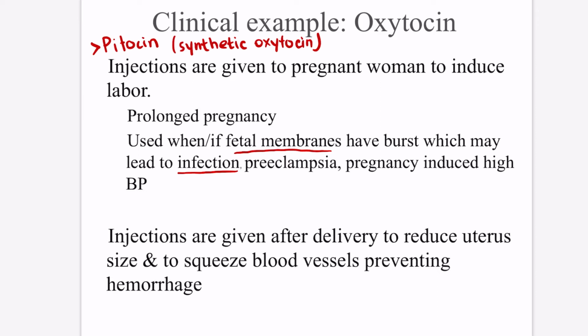Other reasons why this may occur is because of preeclampsia, which is a condition that mothers may get, especially in older age, and that can cause high blood pressure. For all of those, doctors would want to induce labor. Pitocin can also be given after delivery to continue those uterine contractions, to reduce uterus size, and also to reduce blood flow or prevent hemorrhage.